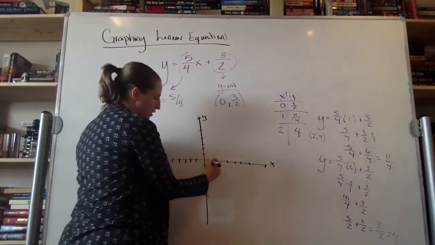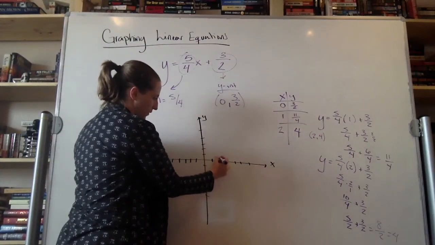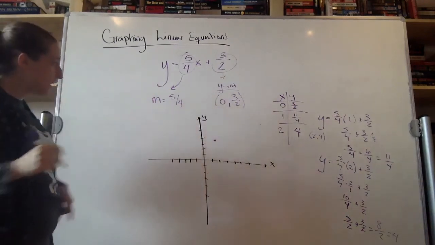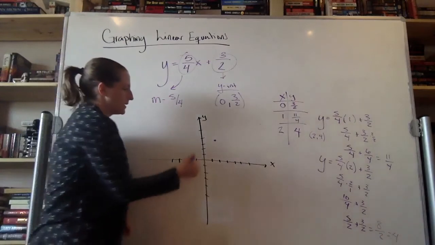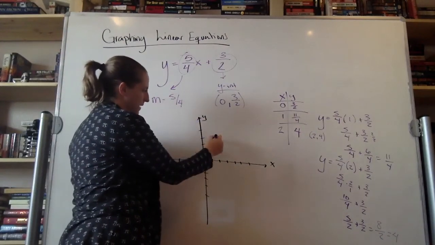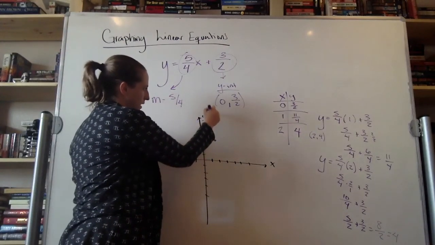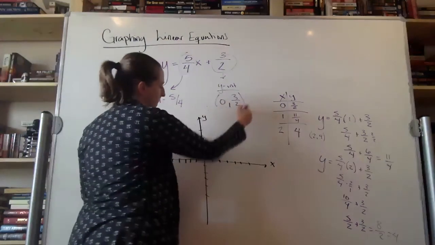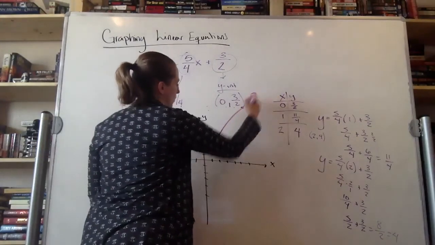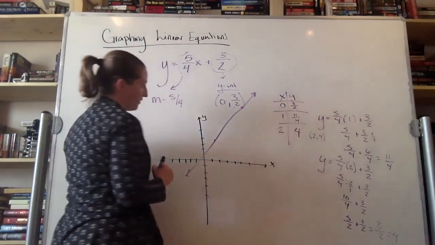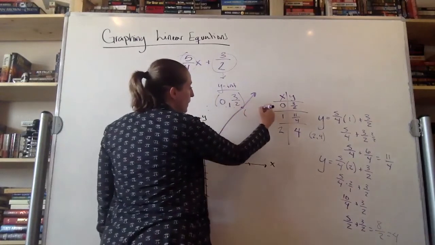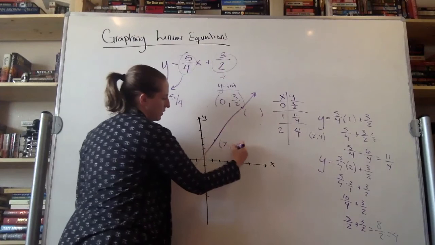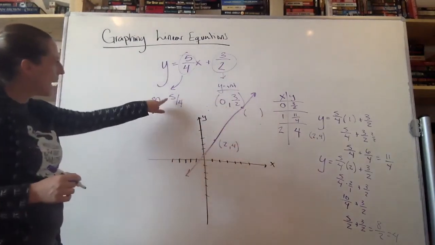So if I start at the point (2, 4), so over 2, up 4, 1, 2, 3, 4, okay, then I can use my slope of 5/4 to get another point and give myself enough points. I'm going to go up 1, 2, 3, 4, 5, and over 1, 2, 3, 4. And here would be another point on my graph. Okay, we can figure out what the ordered pair of that point is. If you remember, this was the point (2, 4).